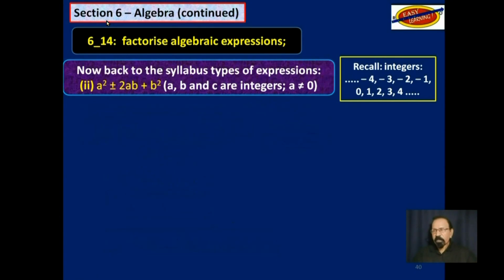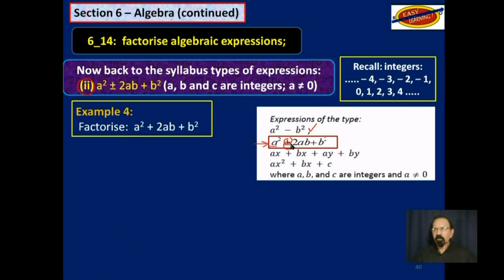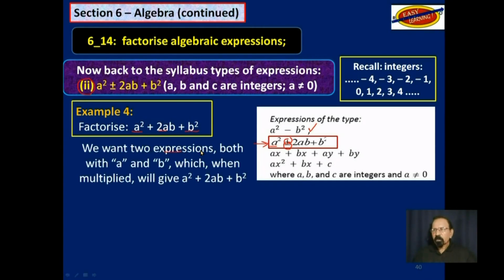Now, that was the first type. Let's go to the second type now. A squared plus or minus 2ab plus b squared. So we finished with that one. Let's look at this one. Remember, there are two versions of this, the one with the plus and the one with the minus. So if you have to factorize a squared plus 2ab plus b squared, we need to remember that we want two expressions, both with a and b, which when multiplied will give back this.